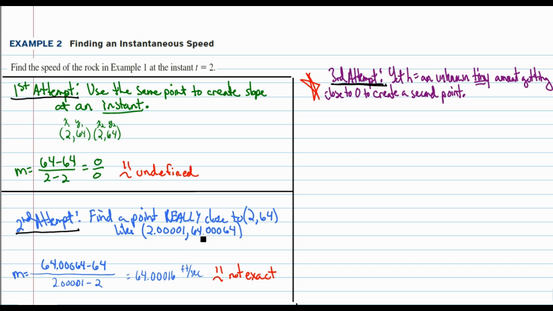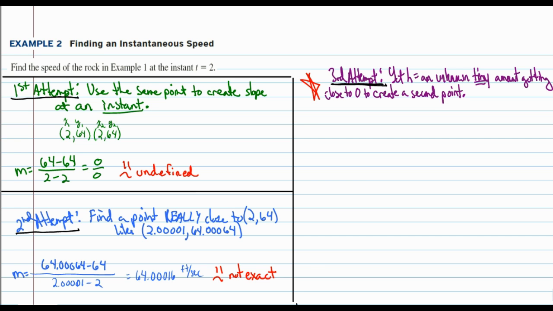So 2.00001, 64.00064 then. I plugged in 2.00001 into my y equals 16t squared from example 1. Well, then I get a little tiny amount on top, 0.00064, all over 0.00001, and I get about 64.00016 feet per second, which is approximate, but it is not exact, because that's actually an average rate of change over a 1/100,000th of a second. I want instantaneous.